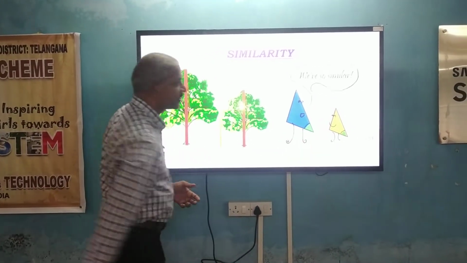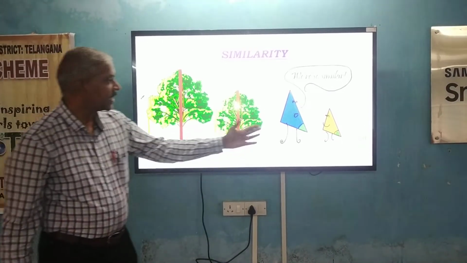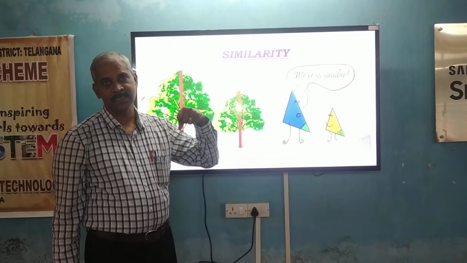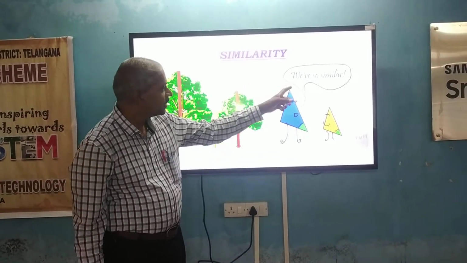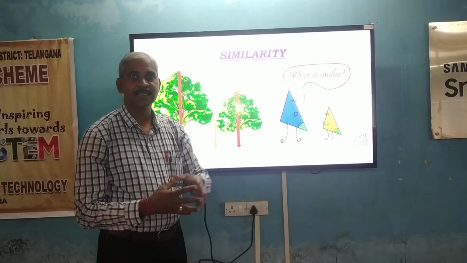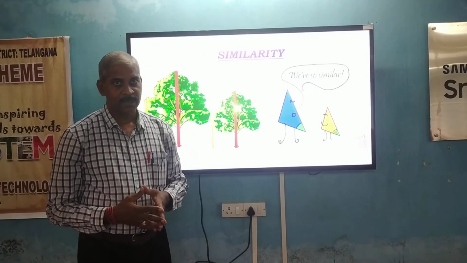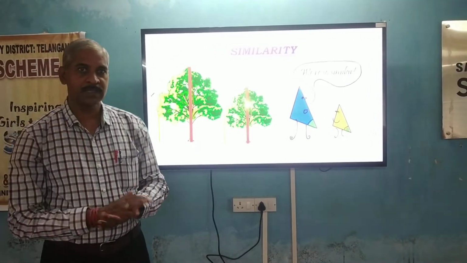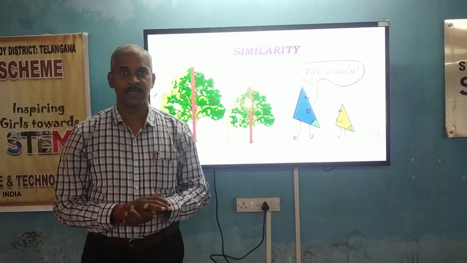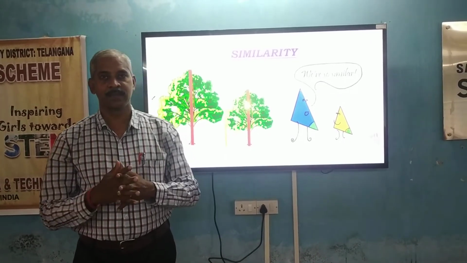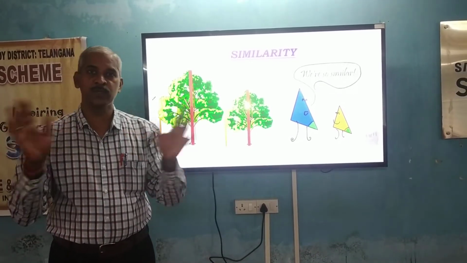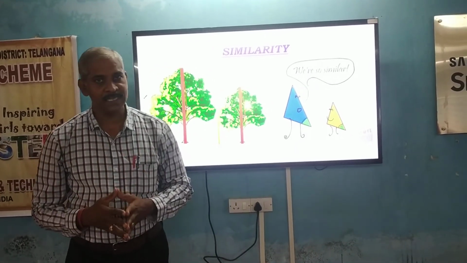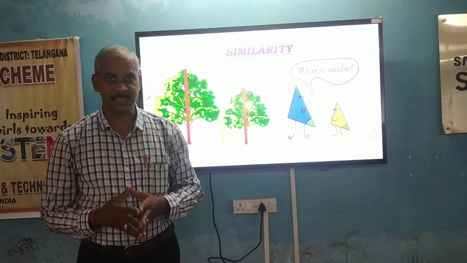And here are two triangles. These two triangles are in the same shape but the size is different. That is why they say we are so similar. Whenever you take a small passport size photo, and you take another one which is enlarged, if you compare, those two are the same in shape but different in size. Those are called similar figures.